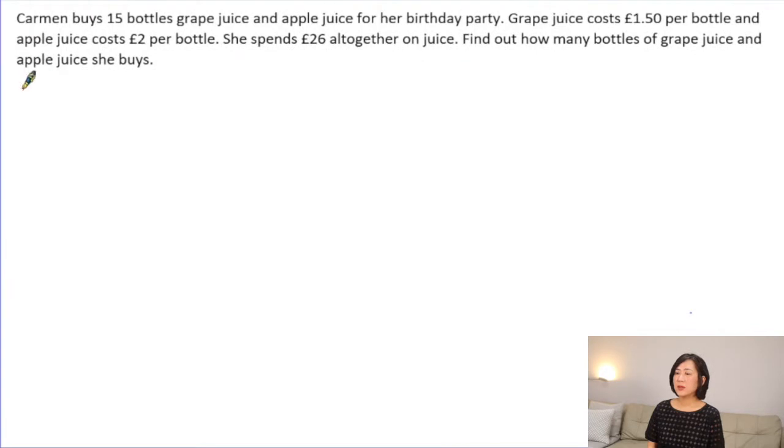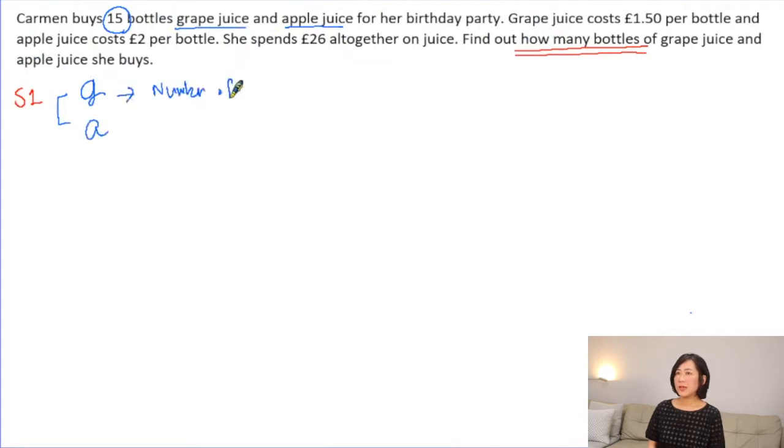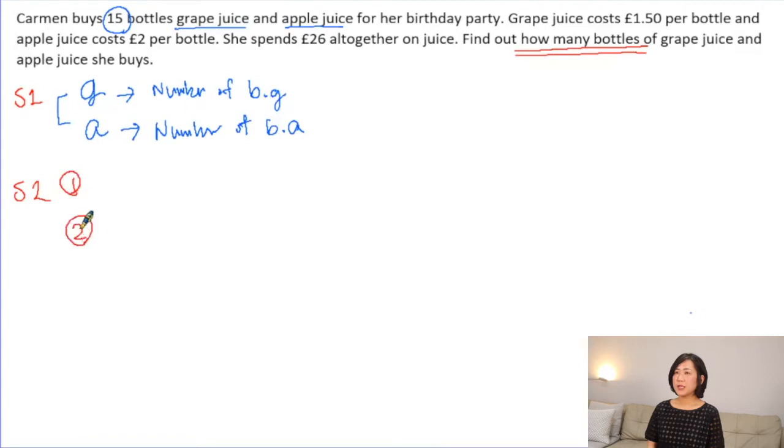Let's begin with step 1, to identify our unknowns. Then let's see our final goal: how many bottles of grape juice, and how many bottles of apple juice. So let's put G as the number of grape juice bottles, and A as the number of apple juice bottles. Then step 2, let's find our two equations.